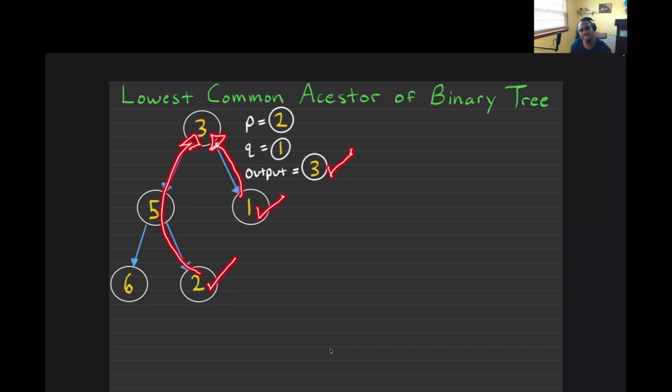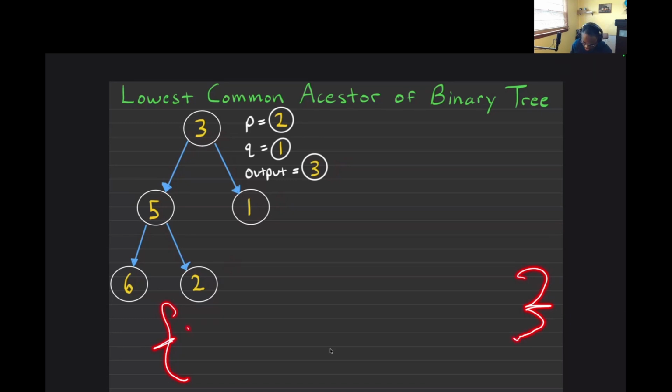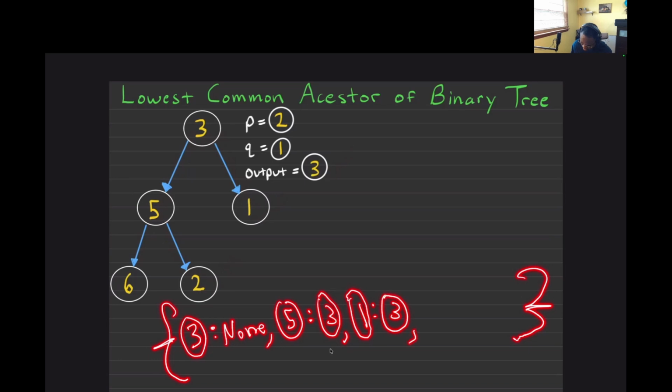So the adjacency list hash map idea is if we just track all of the parents of each node, then we're in a good position, right? So for example, node 3, its parent is none, right? Because it's the root, okay? Node 5's parent is node 3. Node 1's parent is also node 3, okay? And node 6's parent is node 5. And finally, node 2's parent is also node 5.